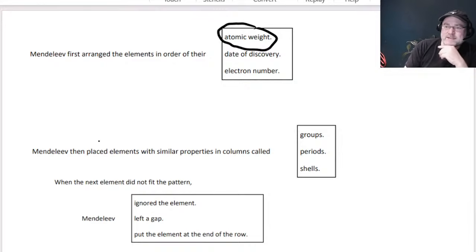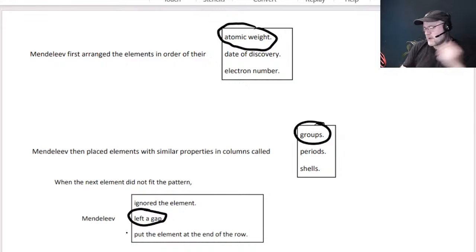Right, Mendeleev then placed the elements with similar properties in columns called groups. And when the next element did not fit the pattern, did he ignore it, leave a gap, or put the element at the end of the row? No, he left a gap. So he left gaps. It was arranged by weights. You get the idea.